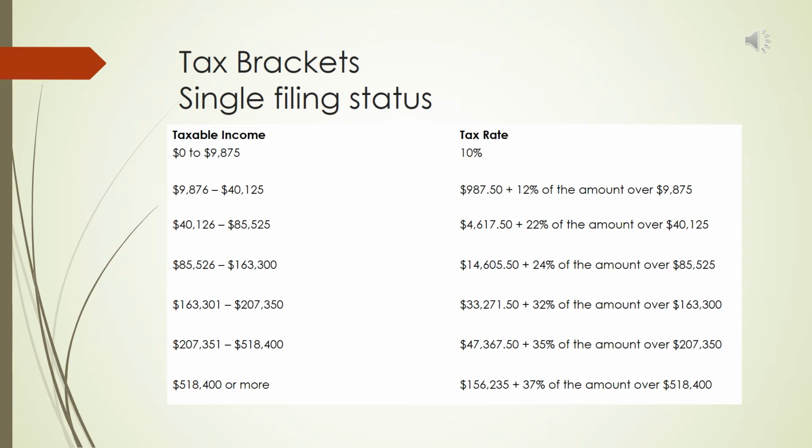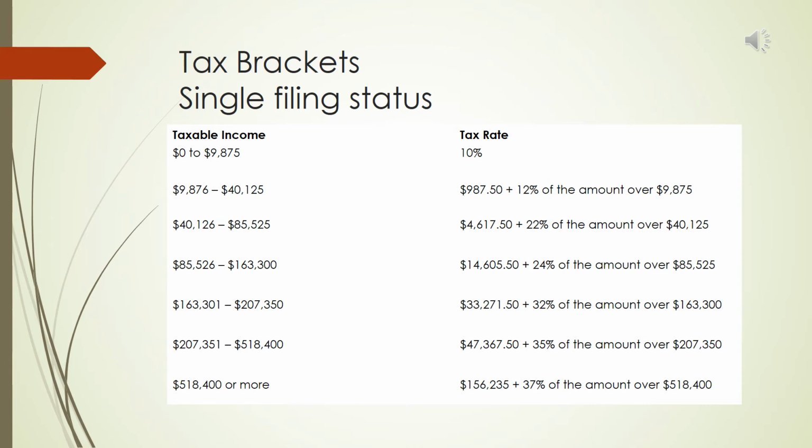Tax brackets are an easy way to see how much and at what percentage your income is taxed. As you move down the tax bracket, you can see that the percentage at which your income is taxed increases. For instance, $0 to $9,875 of income is taxed at 10%. As you go above $9,875, the amount at which that income is taxed increases.